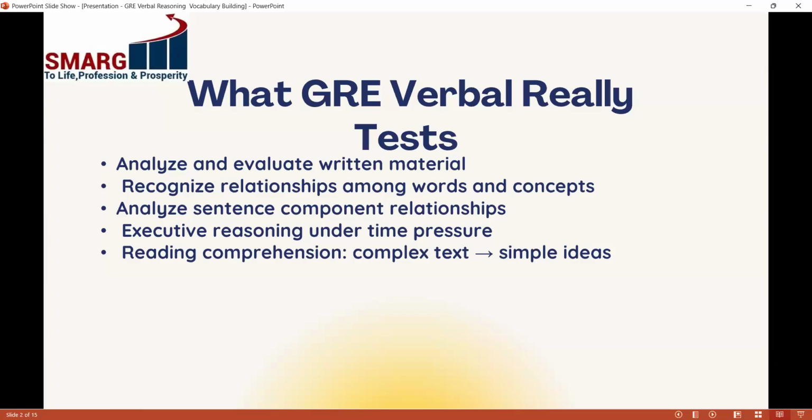Now, when we are talking about what this verbal section is testing, this is the first thing. So we already know what the pattern is. There are three types of questions that we get. One is reading comprehension. Next happens to be sentence equivalence. And the third one happens to be text completion. Sentence equivalence and text completion are both of them dealing with vocabulary.